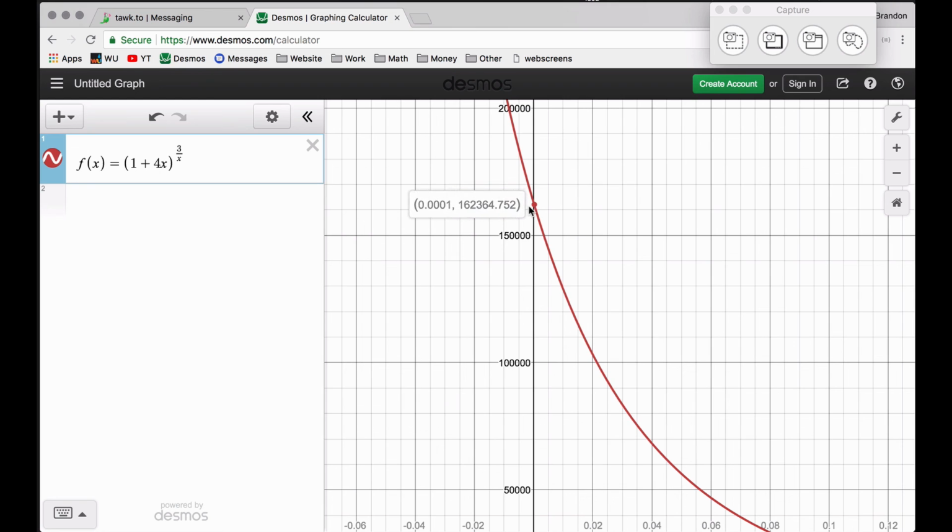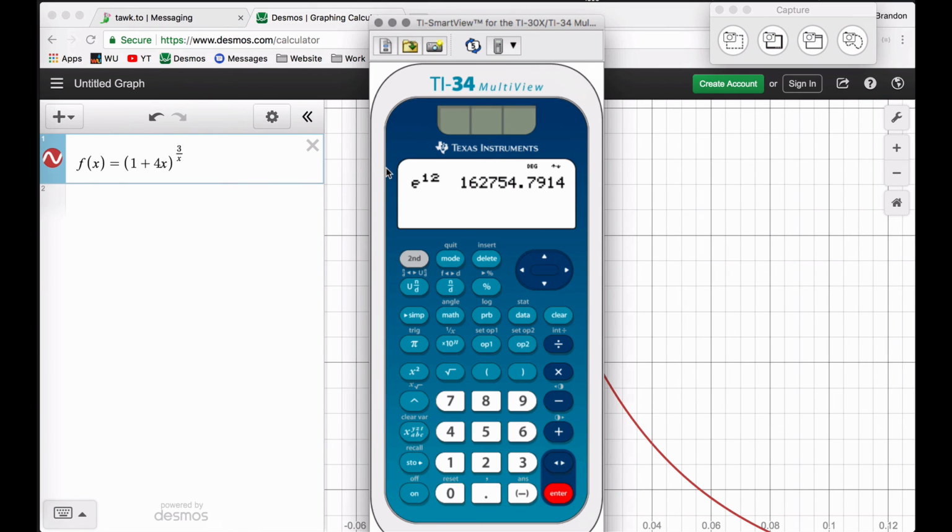But if I get real close, such as that spot right there, 0.0001 for x. That's doggone close to 0. Check out that y value, 162,364.752. I would say that's pretty doggone close to e to the 12th. I probably could change the window a little bit more to get it even closer for you, but I hope you get the idea here. Yes, as x gets close to 0, we are getting close to this e to the 12th power.